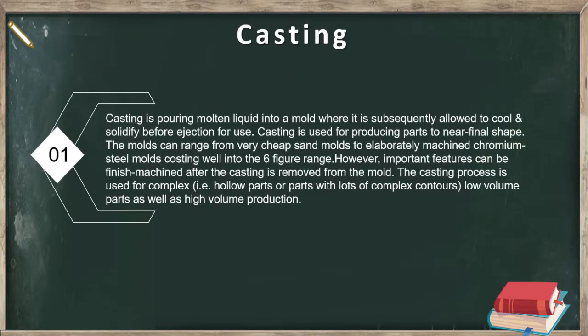Casting is pouring molten liquids into a mold where it is allowed to cool and solidify before ejection. Casting is used for producing parts to near final shape. The molds can range from very cheap sand molds to machined chromium steel molds, costing well into the six-figure range. The casting process is used for complex, that is, hollow parts or parts with lots of complex contours, low volume parts as well as for high production.